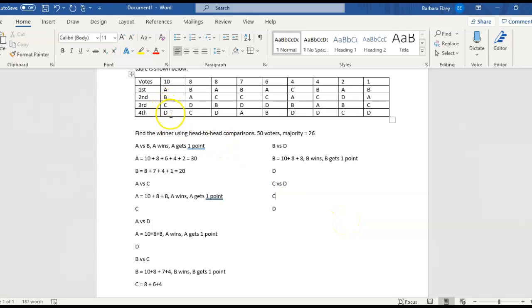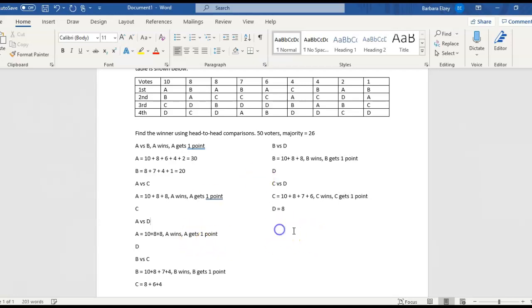C is above D in this first column, so it will get the first 10. D is above C in the second column, so D will get these 8. In the third column, C is above D, so C will get 8 more. In the fourth column, C is above D, so it will get 7 more. Not quite to a majority yet. But in our next column, C is preferred to D, and those 6 will give us a majority already. We'll have more than 26. So C wins. C gets 1 point.